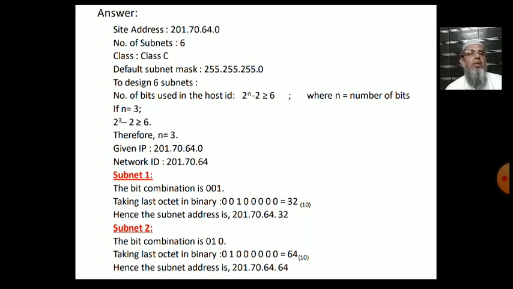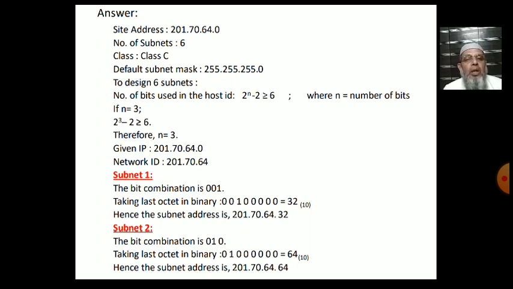It's of class C, of course, 201. The default subnet mask is 255.255.255.0. To design 6 subnets, how many bits do we have to borrow? We have to borrow 3 bits, because 2 raised to n must cover 6, so n is 3. So we have to borrow 3 bits from the host.